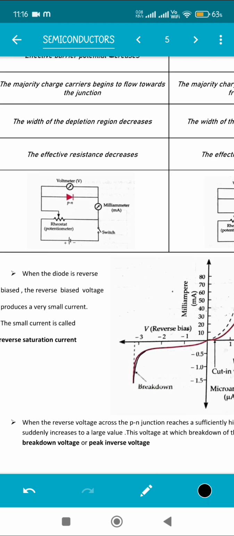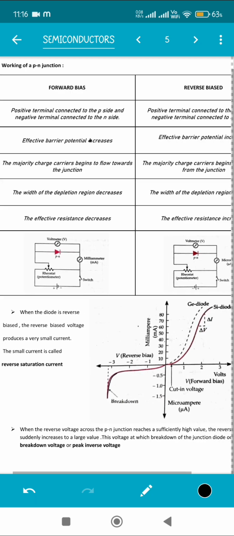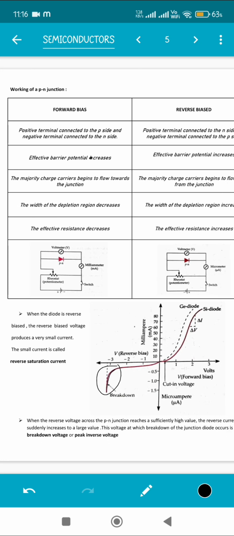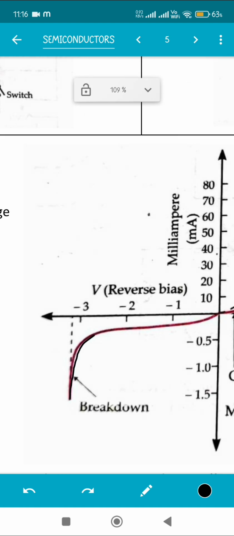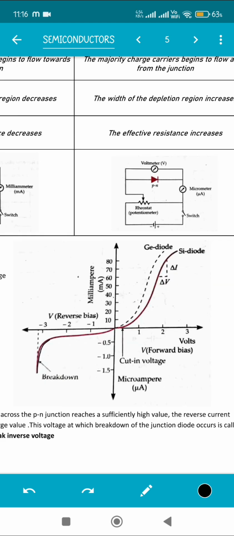Now, when the reverse voltage across the PN junction reaches a sufficiently high value, the current suddenly increases to a large value, which I showed you here. Suddenly the current will show a peak rise. The voltage at which this occurs is known as the breakdown voltage or the peak inverse voltage. So this point where suddenly the current will increase a lot, when a certain voltage is reached, the current increases a lot. This is known as breakdown or breakdown voltage, or we can also say that it is known as the peak inverse voltage.